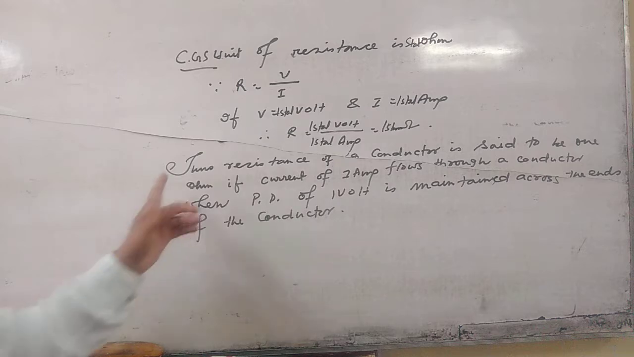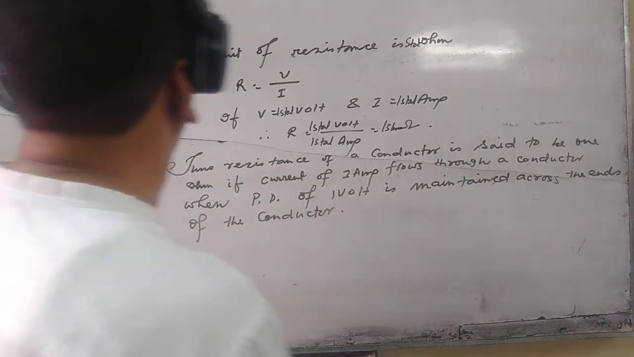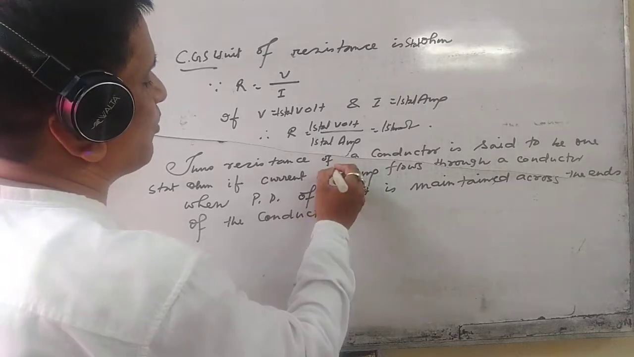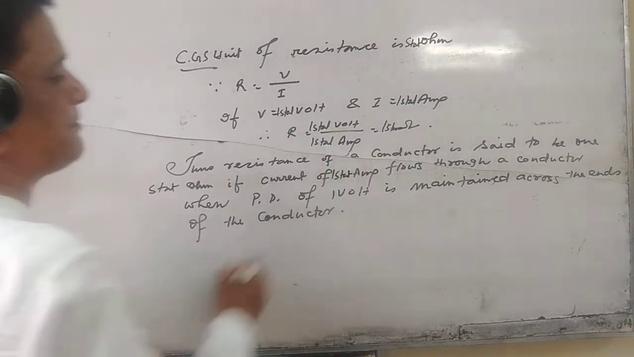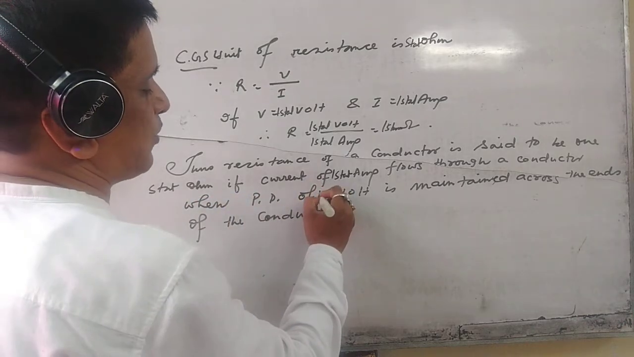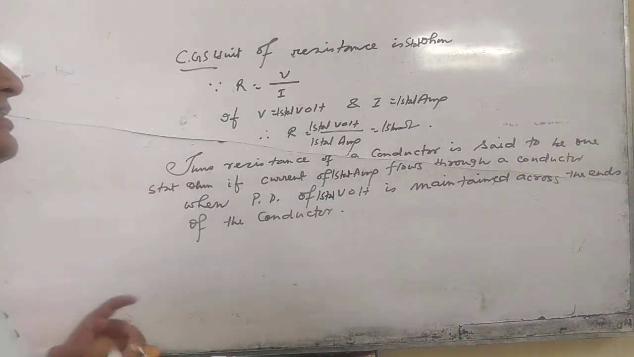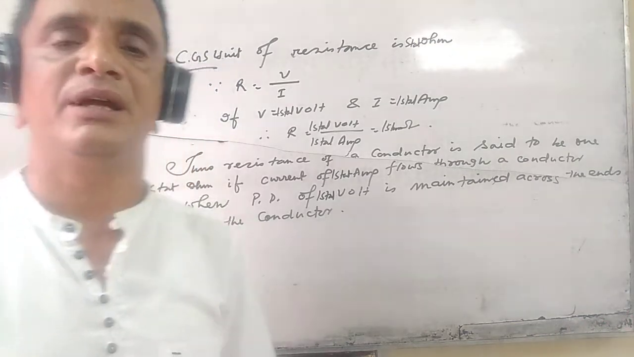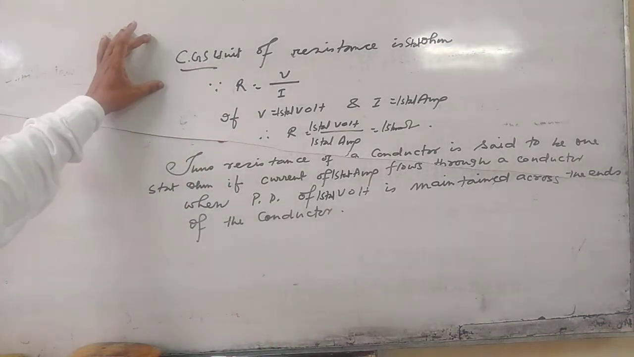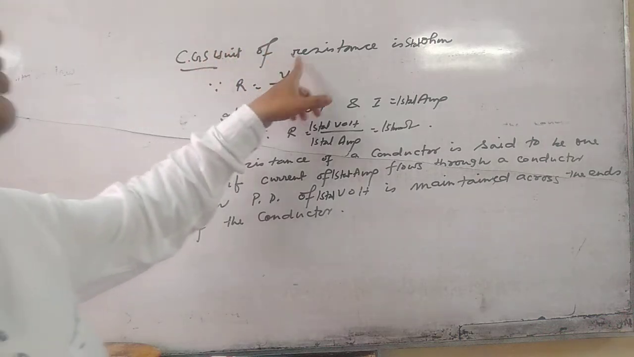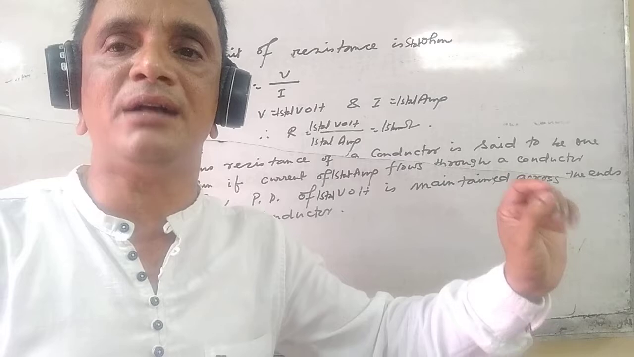The resistance of a conductor is said to be 1 stat ohm if a current of 1 stat ampere flows through a conductor when a potential difference of 1 stat volt is maintained across the ends of the conductor. Is it clear? If we go for the electromagnetic unit, what is the electromagnetic unit of resistance?